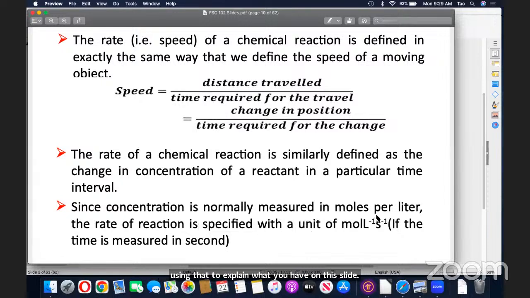Since concentration is normally measured in mole per liter or mole per dm cube, the rate of reaction is specified with a unit. If the calculation is change in concentration divided by change in time, then the unit is also going to be the unit of concentration divided by the unit of time. The unit of concentration is mole per liter or mole per dm cube, which is what you see here, divided by the unit of time, which is the SI unit here, second. So what you're going to have is mole per liter per second.